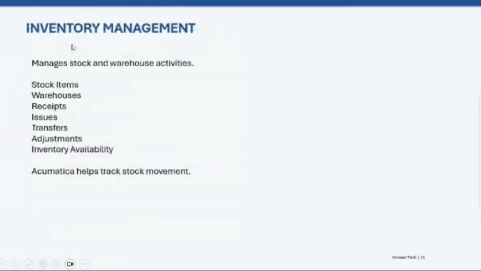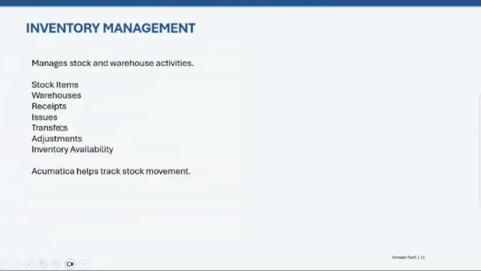So when we come to inventory management, these usually involve management of stock items and warehouse activities. So this is where we usually have some stock items and warehouses. When we have stock items which we have received, maybe we have bought them or we have manufactured, we create a receipt to receive this amount. These are stock items, and when we are giving out for sale, we issue.